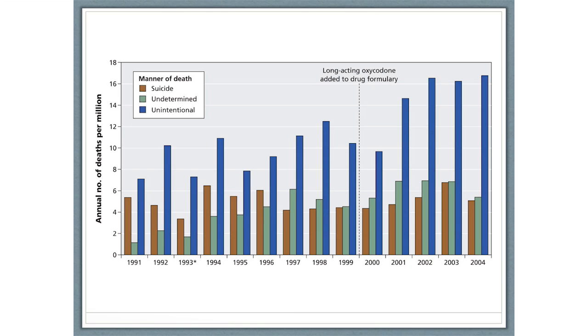And this is an interesting slide that looks at unintentional prescribed opioid overdoses, or just unintentional deaths in the US. And you can see that at the end of the slide, in the 2001 to 2004 range, there's an increase, a slow increase in unintentional deaths. And just before that increase is when OxyContin hit the market in the US.